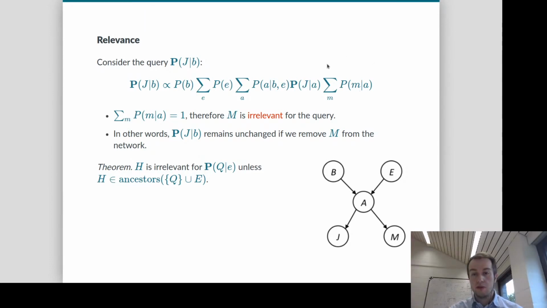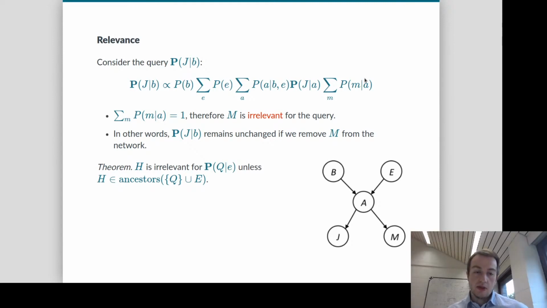Okay, so this term, without doing anything, I know that it's equal to 1. So that means it's actually irrelevant for the query, and we would not need to have it at all. Another way to say the same thing is that we would obtain the same result if we had removed the variable m from the network. And if you do that, then of course you would reduce the size of the factors that you have to compute through the algorithm, since you have fewer variables because you've removed some of them.